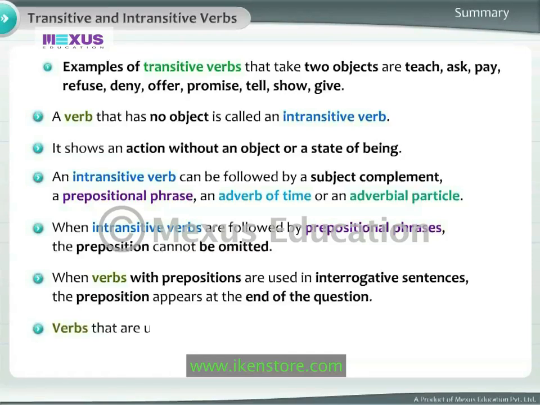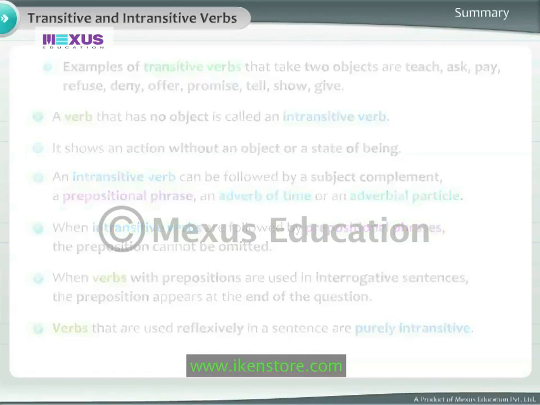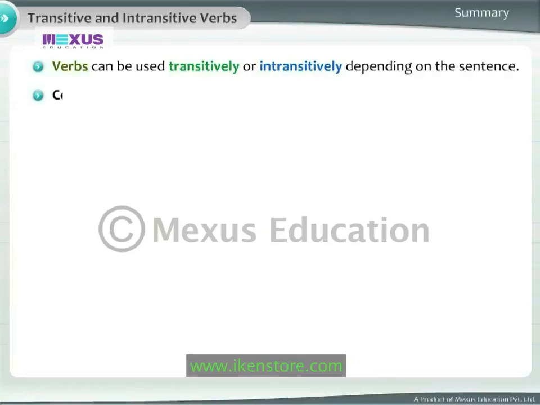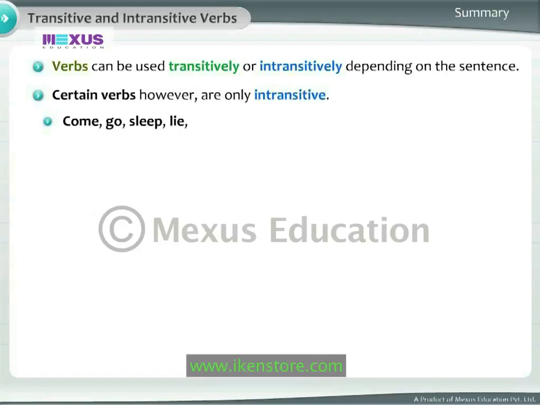Verbs that are used reflexively in a sentence are purely intransitive. Verbs can be used transitively or intransitively, depending on the sentence. Certain verbs, however, are only intransitive. Come, go, sleep, lie, fall, etc.